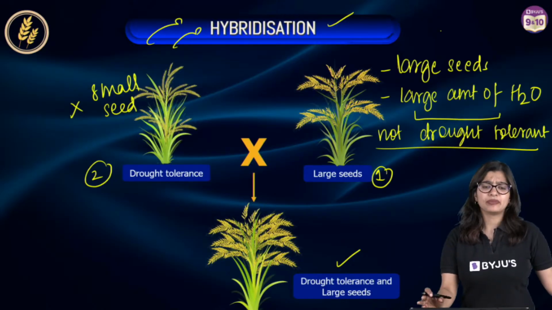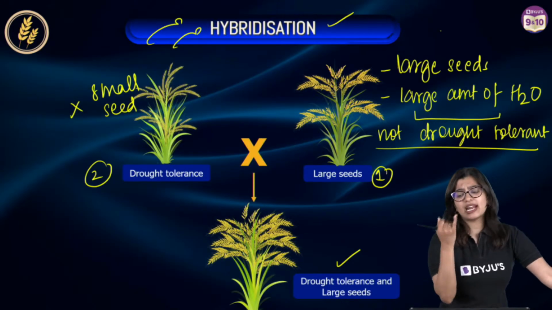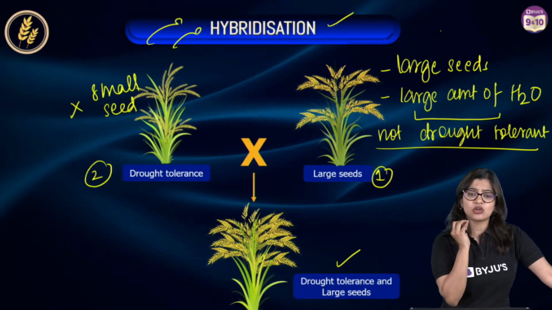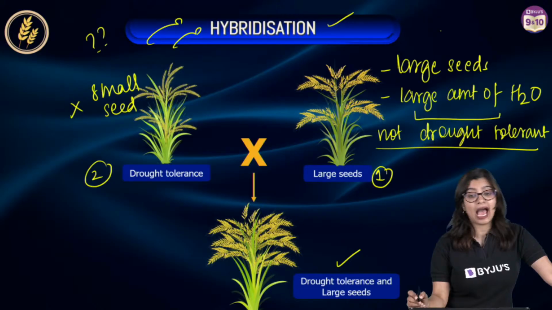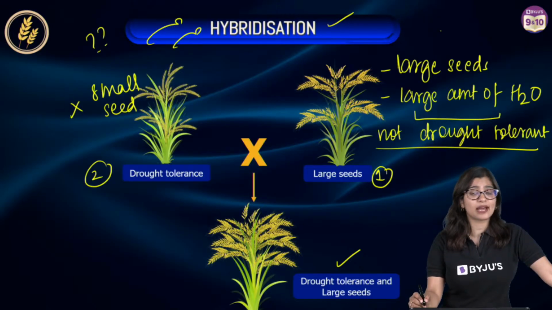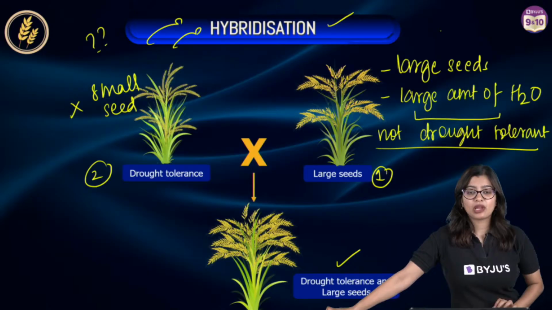Now this is simple, but how many of you have wondered, ma'am, we read the chapter, you are teaching us also, but how exactly is hybridization happening? How exactly is hybridization happening? How many of you have thought about this, right?